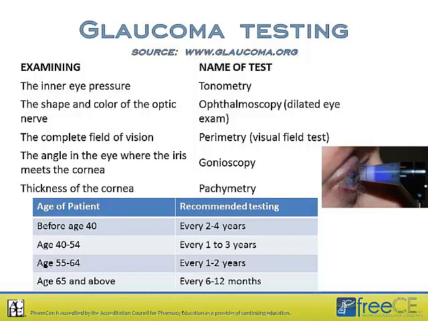So before the age of 40, those tests should be done every 2 to 4 years. Between age 40 and 54, they should be done as frequently as every 1 to 3 years. At age 55 to 64, every 1 to 2 years. And once you're age 65 and above, it should be done every half year to 1 year. As I approach the age of 55, I'm very glad we're going to have a clinician in the family.